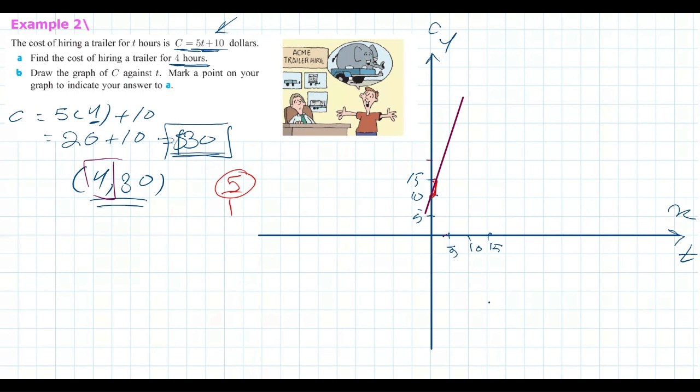Here is 20, and here 25, and here is 30. Then when it's 4, it should intersect with 30. And let me adjust the graph. Give me a second.